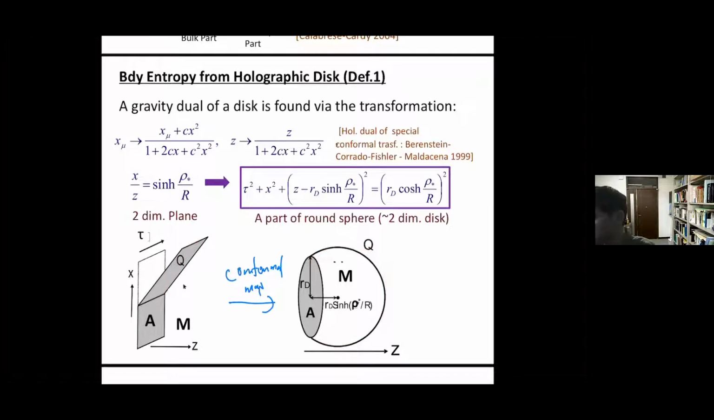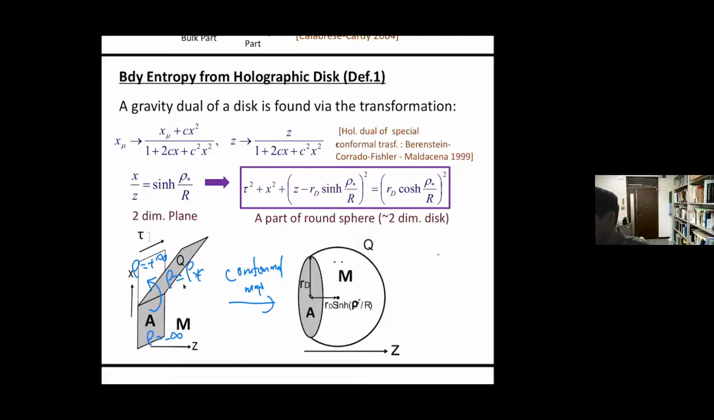This sphere is given by this equation, where tau is the Euclidean time, X is this X direction, and Z is this direction. It's a sphere, and its center is at this value, which depends on rho star. Rho star is this angle, which we discussed a little bit before. Q is fixed by rho equals rho star, and rho is minus infinity here, and rho is plus infinity here. Rho is this kind of coordinate, a hyperbolic coordinate.